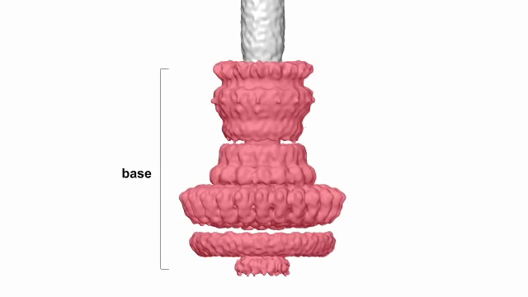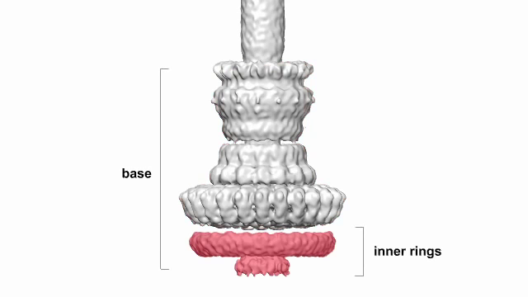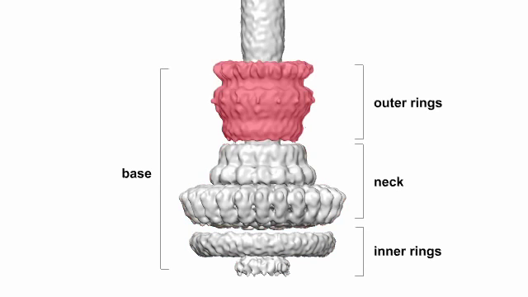The base of the complex consists of inner rings that span the bacterial inner membrane, a neck that spans the periplasm, and outer rings that span the bacterial outer membrane. The needle then extends outward from the bacterial surface. In this cross-section, we see a portal through which bacterial effector proteins pass prior to entering the central tunnel that leads towards the host cell.